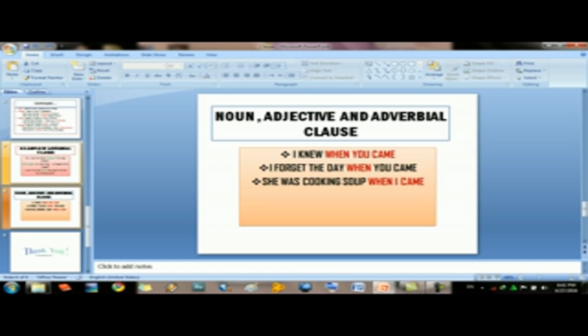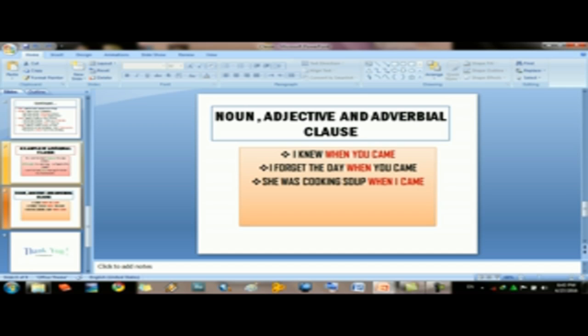Now, how to distinguish noun clause, adjective clause, and adverbial clause? Let's check this out. The first example is: I knew when you came. "When you came" does not modify "knew" but is the object of that sentence. So the first example is a noun clause. The second example is: I forget the day when you came. "When" modifies the day. So the second example is an adjective clause.